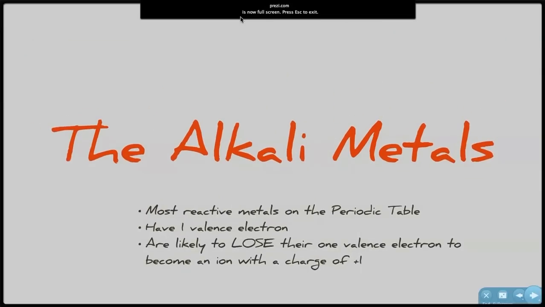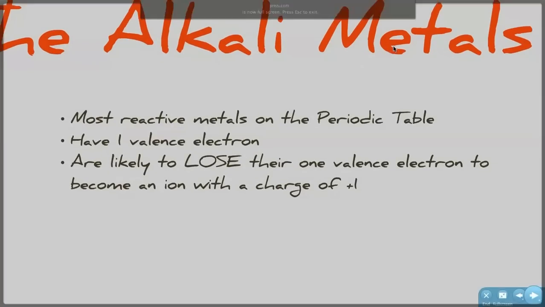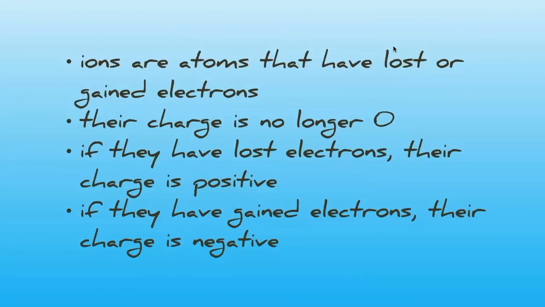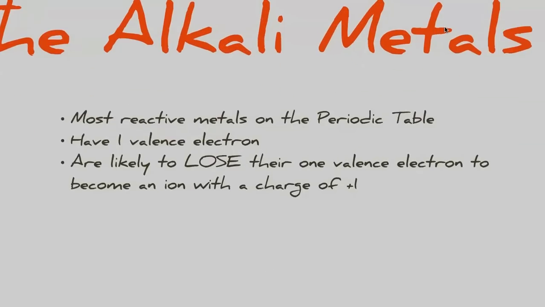So they're likely to lose their 1 valence electron to become an ion with a charge of +1. Ions are atoms that have lost or gained electrons, so their charge is no longer 0 or neutral. If they lose electrons, now they have more protons, so their charge is positive. If they gain electrons, now they have more electrons than protons, so they end up with a negative charge. So that's the alkali metals: most reactive, 1 valence electron, which they tend to lose.